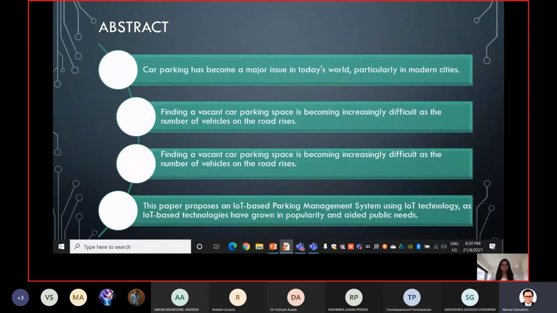In today's world, particularly in modern cities, car parking has become a major issue. Finding a free parking spot is becoming increasingly difficult as the number of vehicles on the road increases. This problem worsens particularly during peak hours and on weekends. As a result, I propose the topic modeling an IoT-based car parking management system to address these issues.